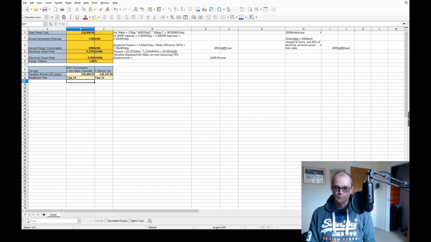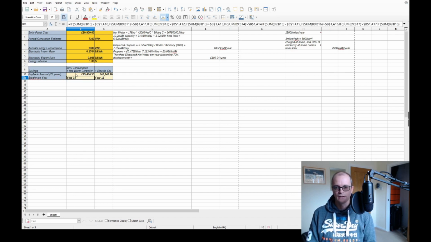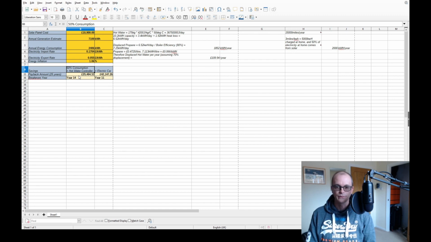So this was the spreadsheet I used. I've made a few modifications for presentational purposes, but the old numbers I had gave me a 14-year payback based on 7.1 megawatt hours and 50% of my electrical consumption coming from my solar panels.